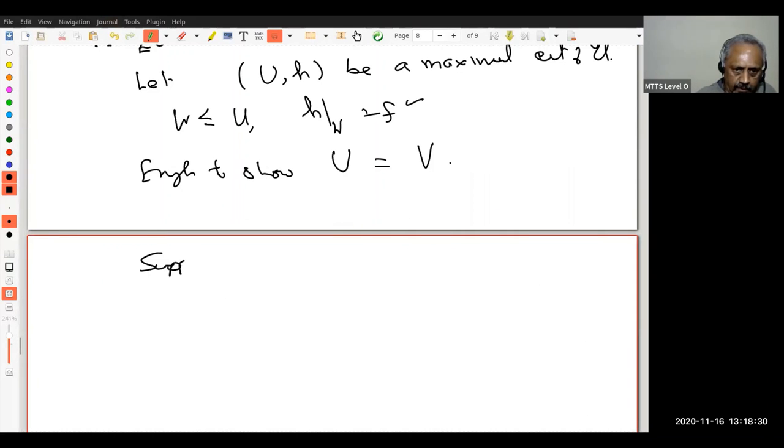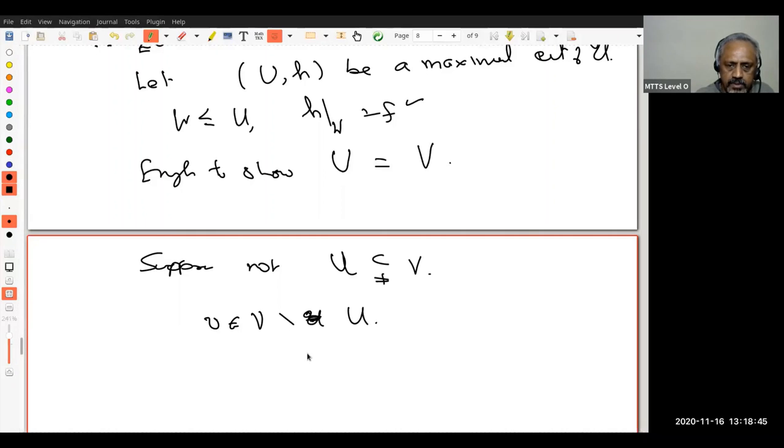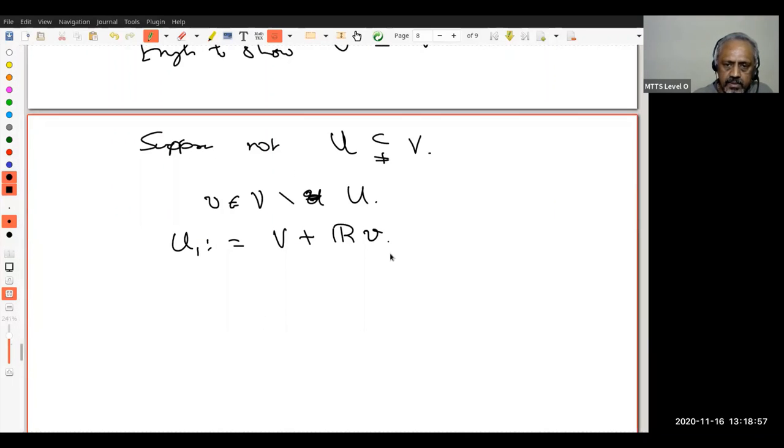Suppose not. Let U be a proper subset of V. So let v be in V, but not in U. Then let us look at U1 to be U plus R times v. I claim this is a vector subspace.